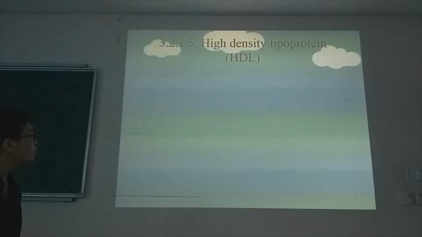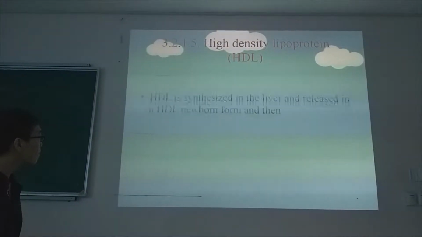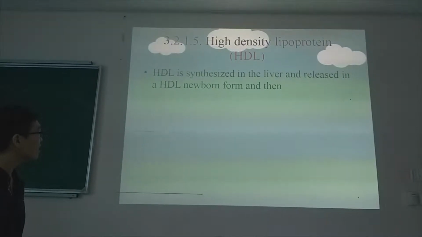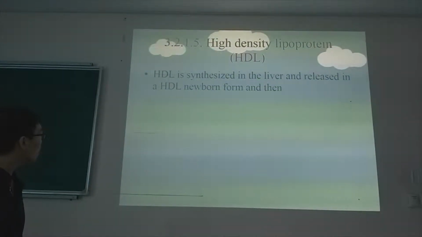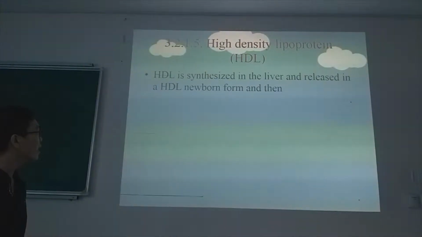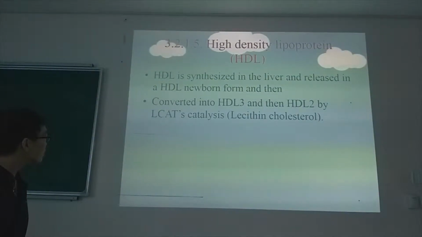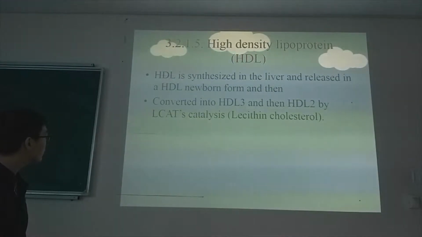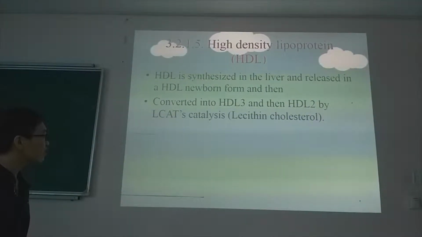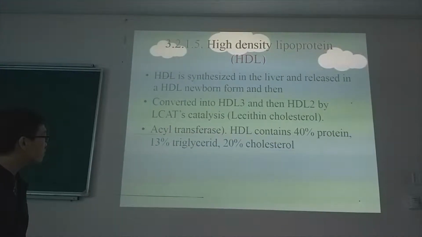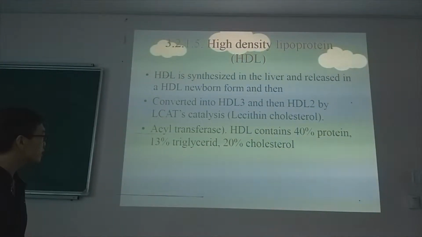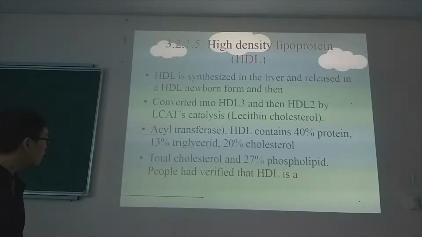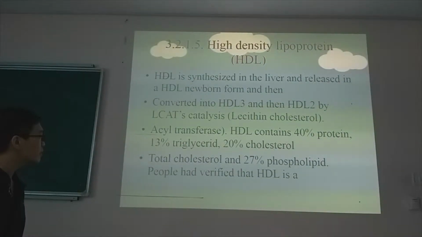High density lipoprotein, HDL. HDL is synthesized in the liver and released in a nascent HDL form and then converts into HDL3 and then HDL2 by LCAT as a catalyst, lecithin cholesterol acyltransferase. HDL contains 40% protein, 13% triglyceride, 20% total cholesterol and 27% phospholipid.